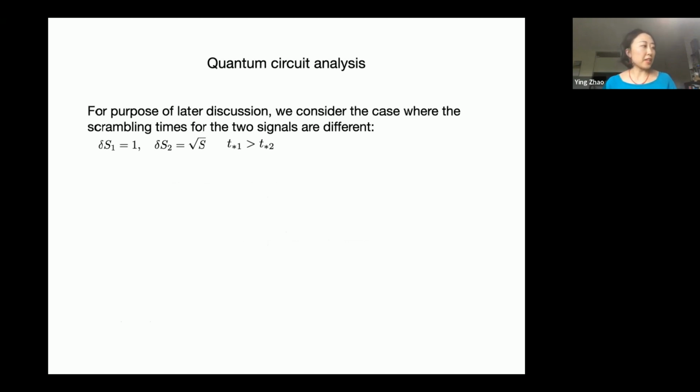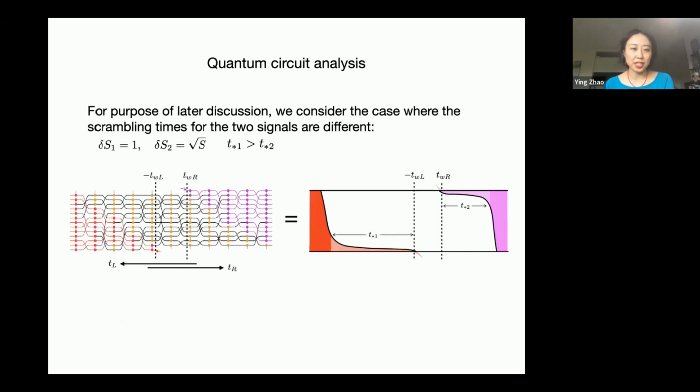For the purpose of later discussion, we will consider the case where the scrambling times for the two signals are actually different. This will make the discussion more interesting. The way we make it happen is that we make the initial perturbations have different strength. Let's say on the left-hand side, we throw in 1 extra qubit. On the right-hand side, we throw in square root of s extra qubits. Note that square root of s is still much less than s, so relative to the black hole it is still a small perturbation. But because of this, roughly speaking, the scrambling time of the first one will be twice the scrambling time of the second one.